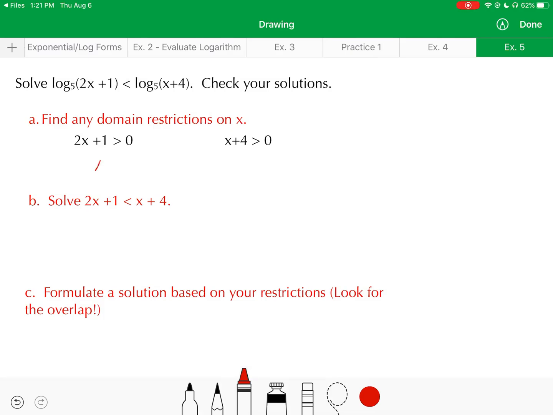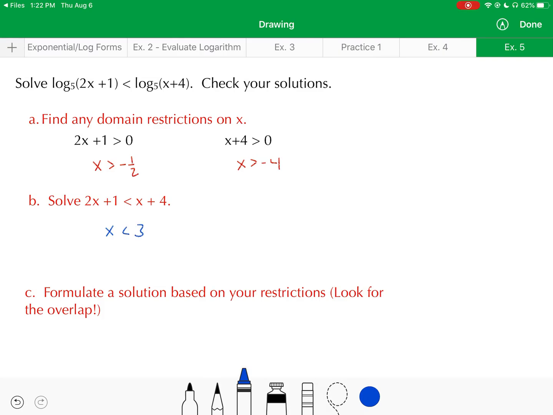All right, so that means x could be greater than -1/2 for the first logarithm, and x has to be greater than -4 for the second logarithm, okay? From there, I'm going to solve just the inequality of 2x plus 1 is less than x plus 4. So now I'm taking the arguments and bringing the inequality itself into play. Okay, so if I solve that, I'll just end up with x is less than 3.